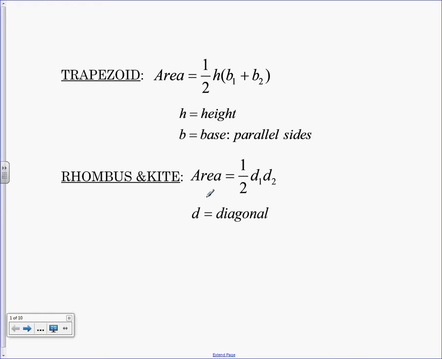Today we're doing 11-2, areas of trapezoids, rhombi, and kites. Rhombi is the plural of rhombus. So before we can even do any of this, we need to remember what those shapes are. So let's go to the back of our notes and write a few reminders down.